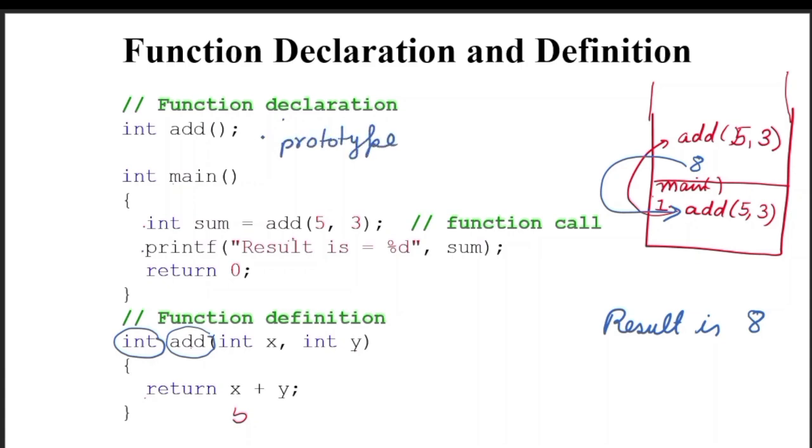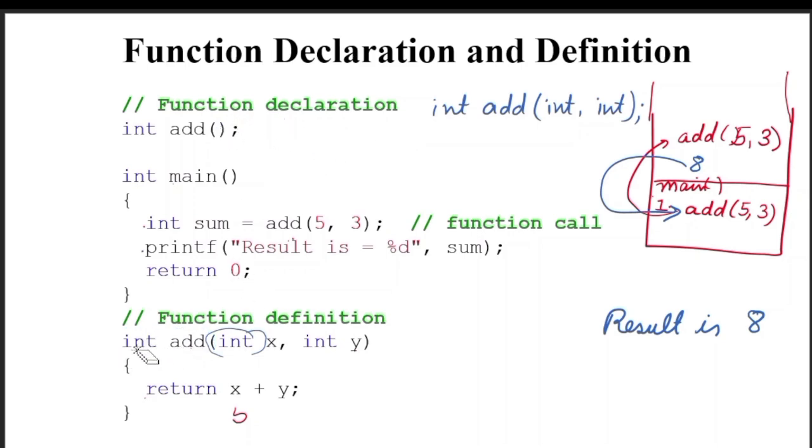All right, where you are also mentioning the parameter list and the data type of those parameters. All right, you could have also written int add with just int, where you are just stating the type. This will also work. Okay, so this is all about your function declaration and definition and function calling.